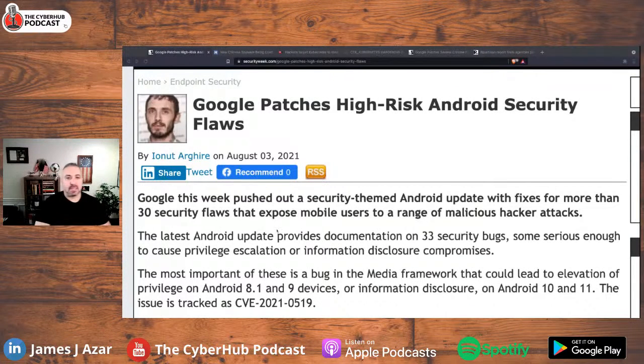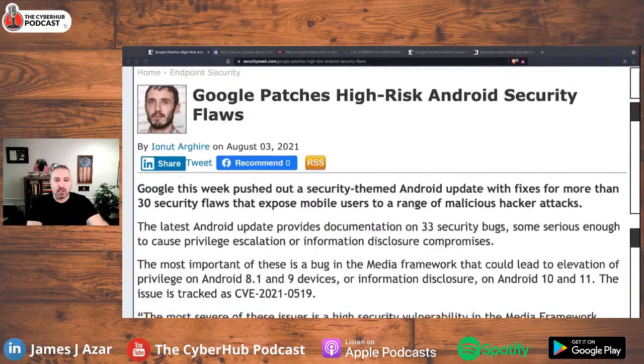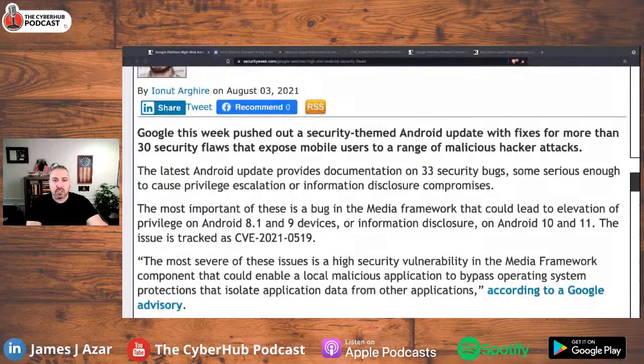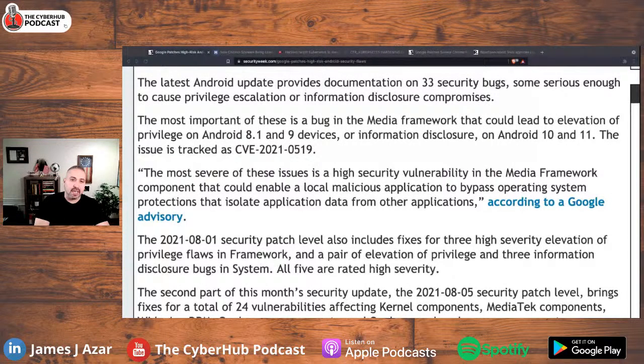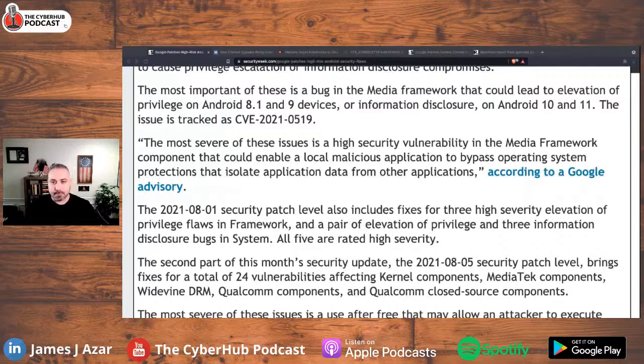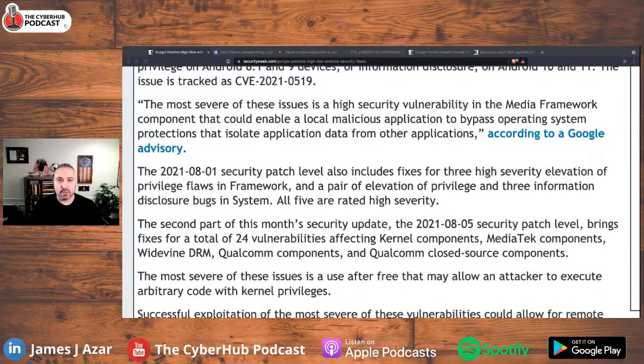All right, let's get right into what's going on here with Google patching high-risk Android security flaws. Google has released two versions of this. The first one is the August 1st patch. The next one is the August 5th patch. All address a serious vulnerability within the media framework that could lead to elevation of privilege on Android 8.1 and 9 devices, or information disclosure on Android 10 and 11. The issue is tracked as CVE-2021-0519. The most severe of these issues is a high security vulnerability in the media framework component that could enable a local malicious application to bypass operating system protections that isolate applications data from other applications.